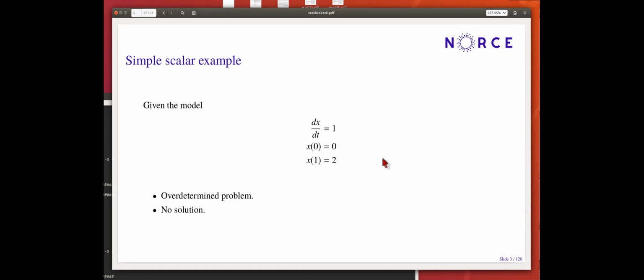But in this example, we have another condition, and we say that the solution at time 1 is equal to 2. That's impossible, right? It means that you cannot start with the initial condition, solve the equation, and end up at 2. So the problem is overdetermined and there are no solutions. And this is really what we are facing in data assimilation. We have a model with a unique solution, and then we have additional measurements of the solution. That means the problem becomes overdetermined.